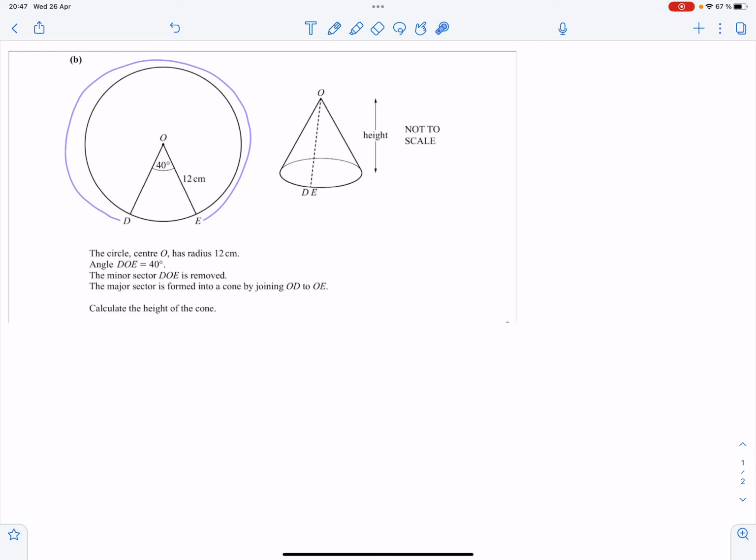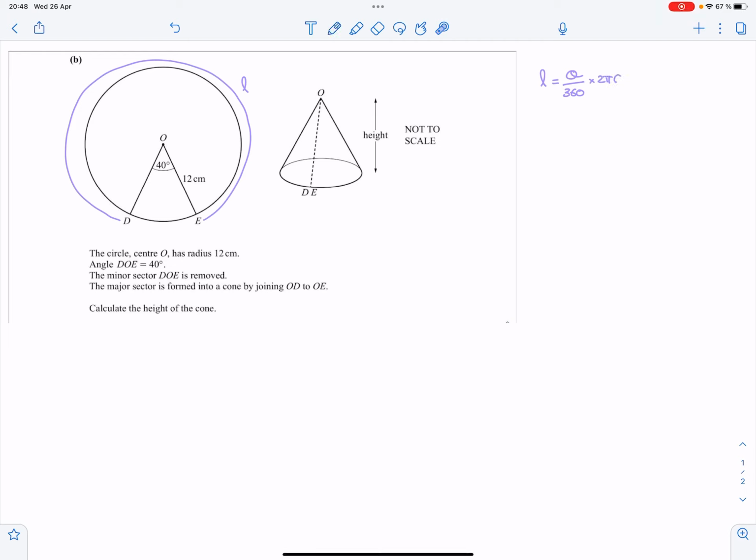Because remember, we're removing the minor sector DOE. We're bringing D to E. So this perimeter or circumference at the base here has to be equal to this arc length. So that's the first thing I'm going to consider here. If I call that arc length L, okay, well, L has to be equal to, well, we know the formula for the arc length of a circular sector. I'll remind you of it right now. That's theta over 360 times 2 pi r.